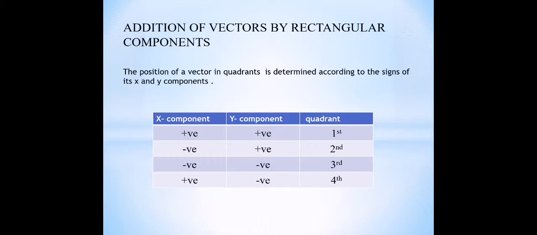We are going to discuss the difference of theta and phi while we find the resultant of vectors by rectangular components. When we add vectors by rectangular components, the position of the resultant vector in the quadrants can be determined by the signs of x and y components.